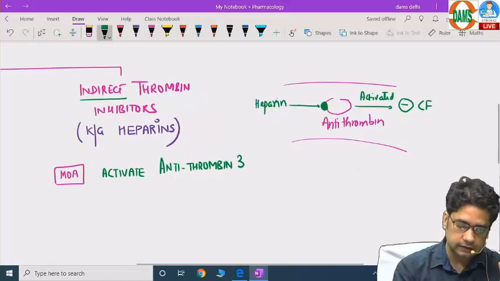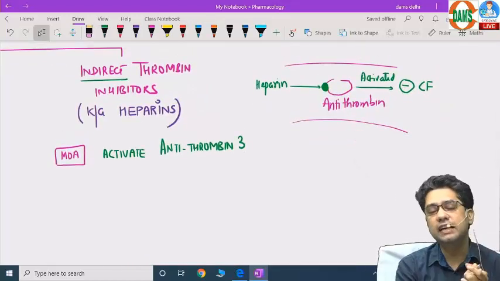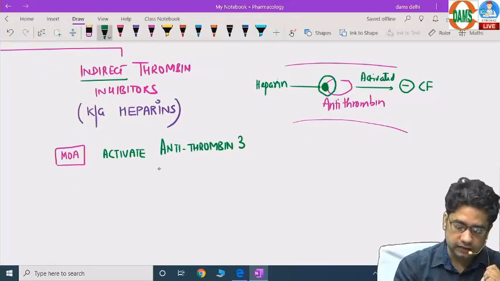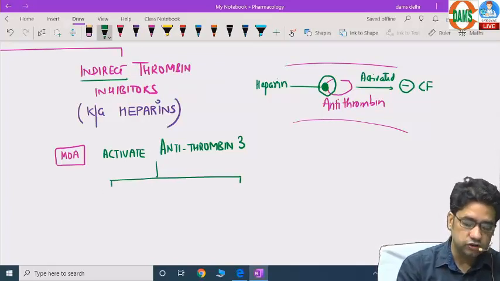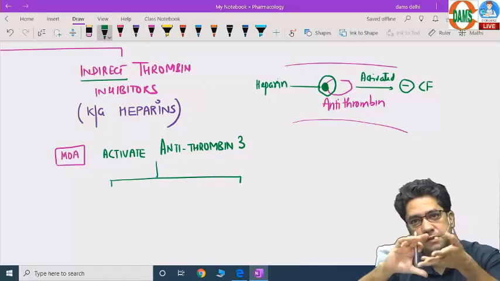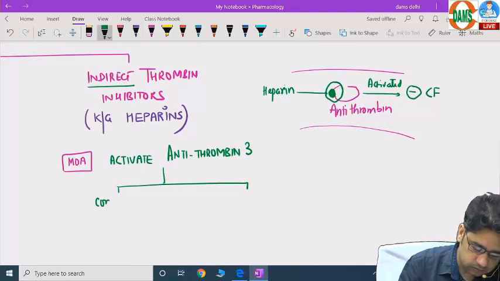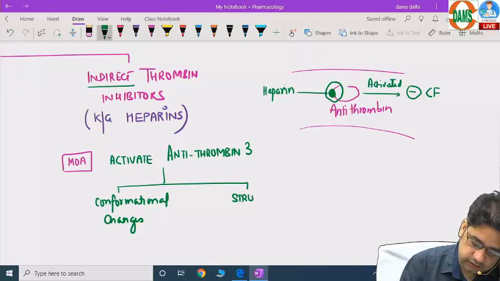Now the point is, sir, how they activate antithrombin 3? They directly attach to antithrombin 3. जब हेपेरिन एंटीथ्रोम्बिन 3 पे अटैच होगा तो उसके सरफेस पे चेंजेस हो जाएंगे. If there is conformational changes, and there is structural changes, मतलब उसका पूरा स्ट्रक्चर ही बदल गया. स्ट्रक्चरल चेंजेस को हम बोलते हैं स्कैफोल्डिंग, फोल्ड हो गया.